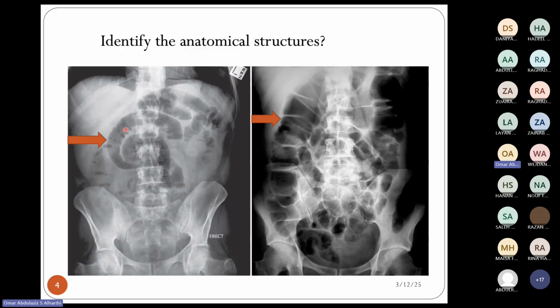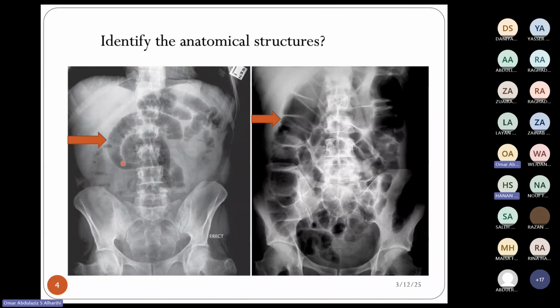Identify these structures. What is this? Large intestine and the small intestine. Which one is the large and which one is the small? Left is small. Okay. And how do you know it's small? Small bowel is not colon. What are the ways to differentiate between the small bowel and the colon? The diameter.